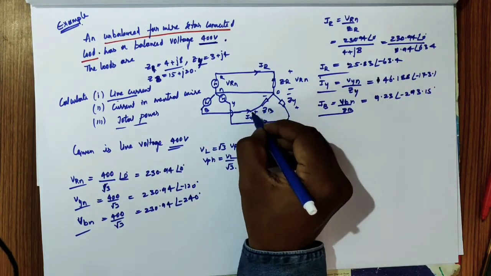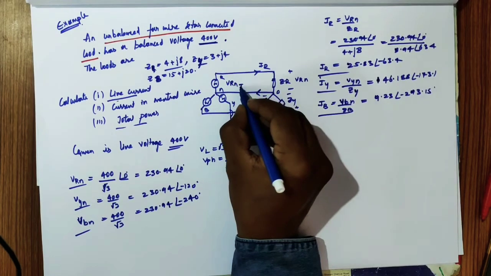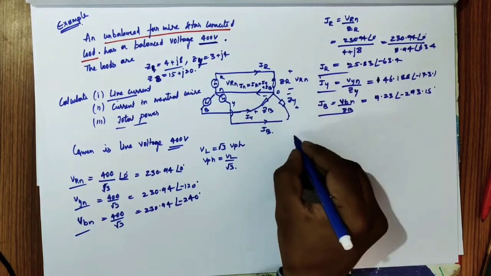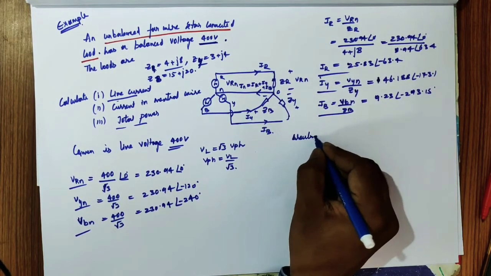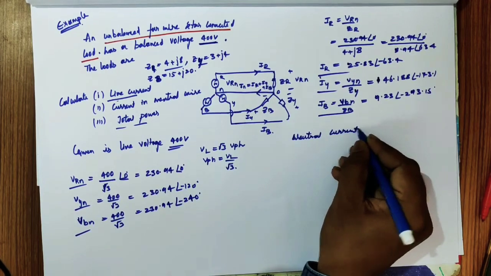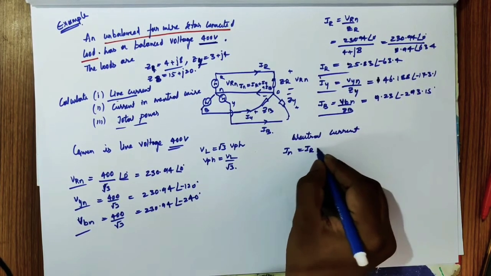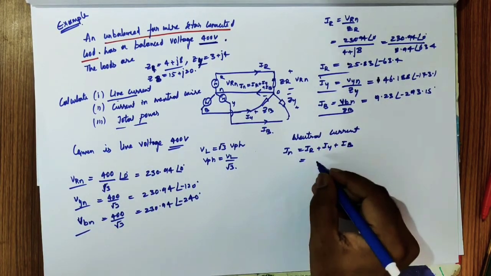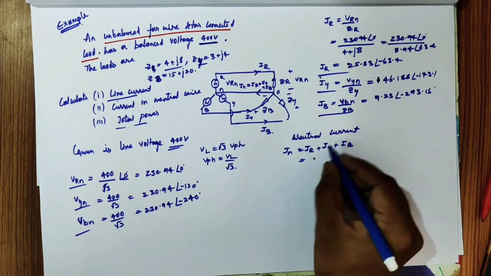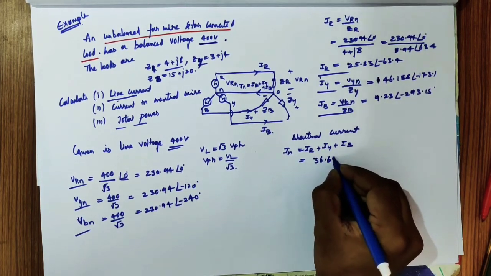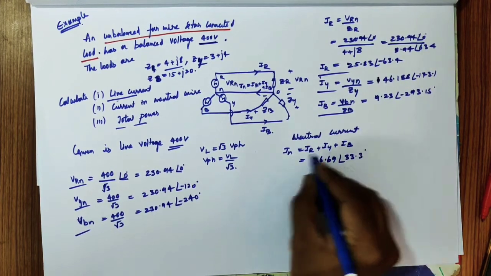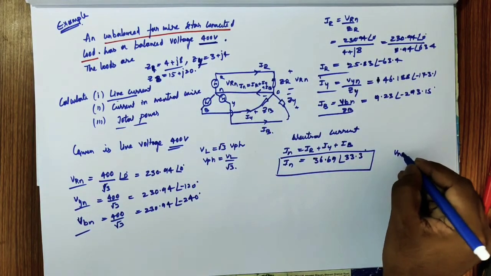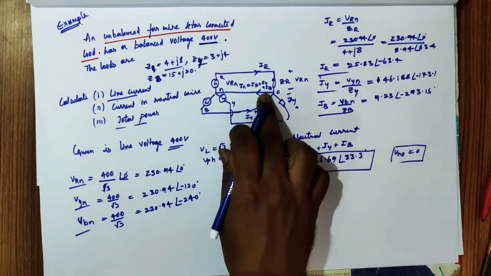So the current in the neutral wire, the currents entering will be equal to the current leaving. So in the neutral wire, IN equal to IR plus IY plus IB. Agree with me? So neutral current IN equal to IR plus IY plus IB. Substituting these values, you will be getting 36.69 at an angle of 33.3 degrees. Okay, this is IN. If you ask to find the voltage across N naught, you simply write VN naught equal to 0, since we take the resistance as 0 here.